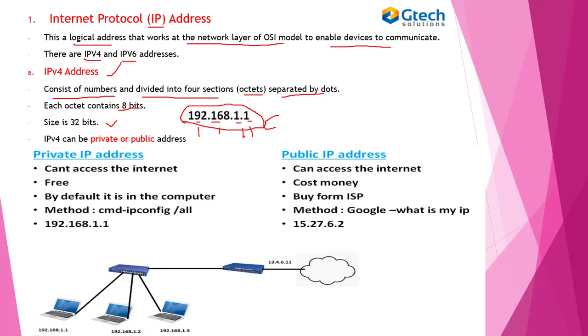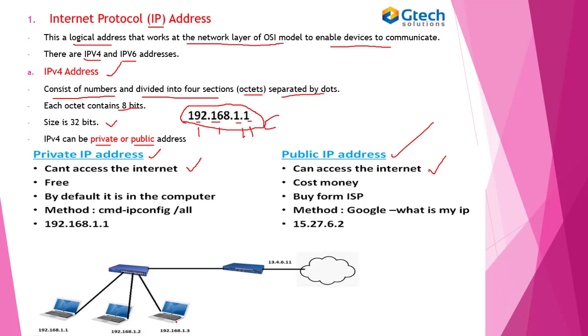Under IP version 4 address, we have a private and a public address. We have a private IP address and a public IP address. The difference is, under a private IP address you cannot access the internet, but under a public IP address you can access the internet.